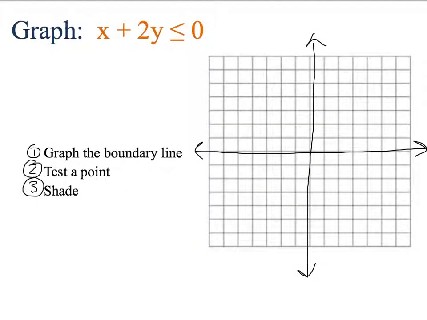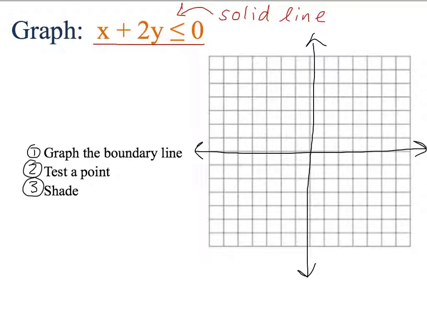Okay, here we have the same kind of problem but a different form. We need to graph x plus 2y is less than or equal to 0. One of the first things you might notice is that this is less than or equal to, and because there's this equal to part on the bottom, that means that this is going to be a solid line.